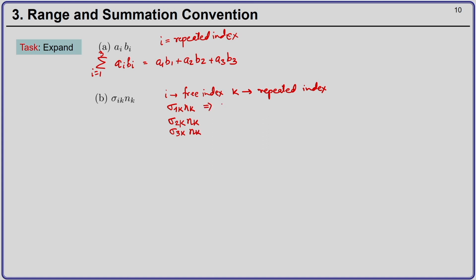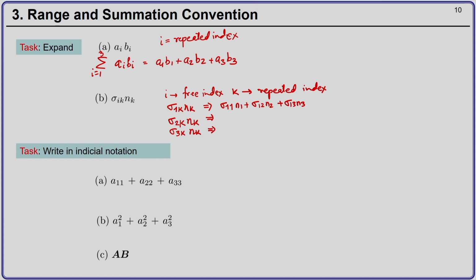Now, each of these expressions you can further expand using the summation convention to write sigma_11 n_1 plus sigma_12 n_2 plus sigma_13 n_3. The rest I leave to you, so you can write the other two expressions. There are a total of 3 expressions, each expression having 3 symbol groups or product terms. Now, we go the other way around.